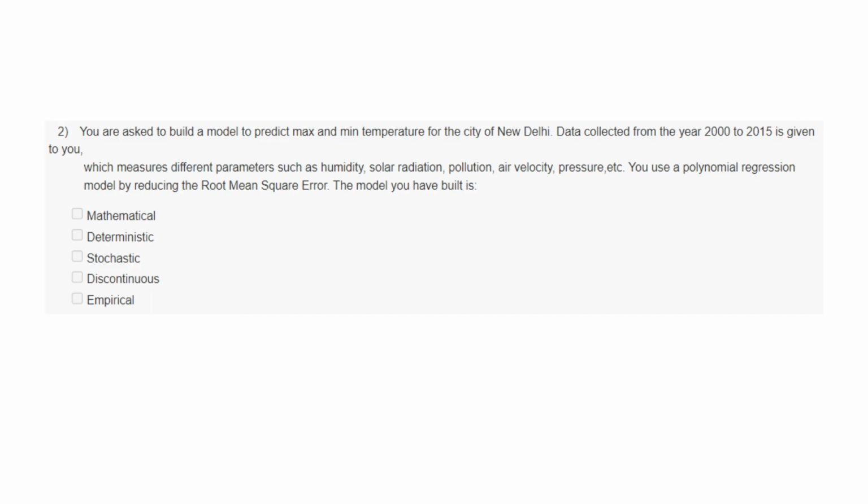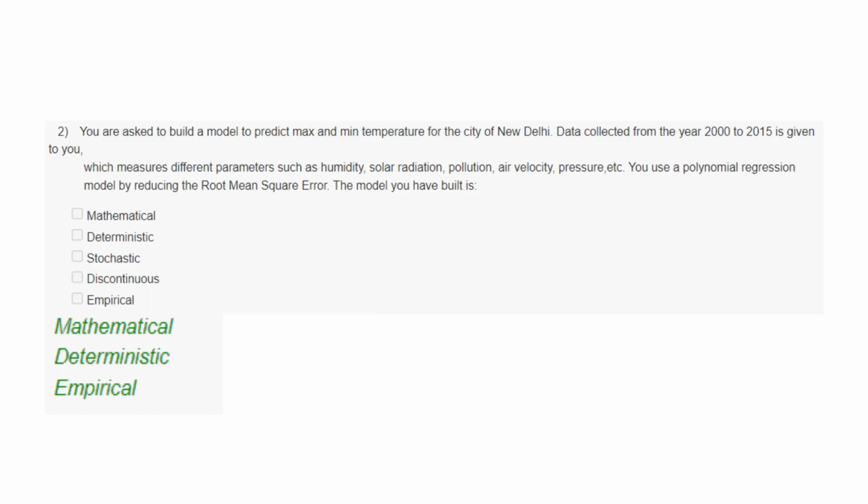Okay. So the question is that you are asked to build a model to predict max and minimum temperature for the city of New Delhi. Data collected from the year 2000 to 2015 is given to you, which measures different parameters such as humidity, solar radiation, pollution, air velocity, pressure, etc. And you are using a polynomial regression model by reducing the RMS error.